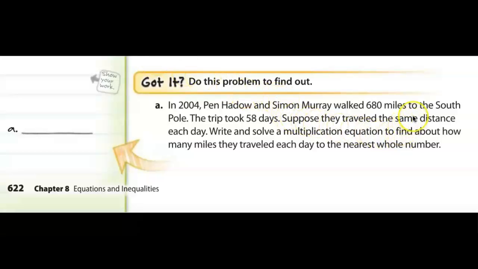because there was a huge clue. Really? My pen's not cooperating. There's a huge clue right here. Same distance. And so when you repeatedly do the same thing, you're either going to be using some kind of multiplication equation or division equation. So, all right, so what letter should we represent the unknown number of miles with?